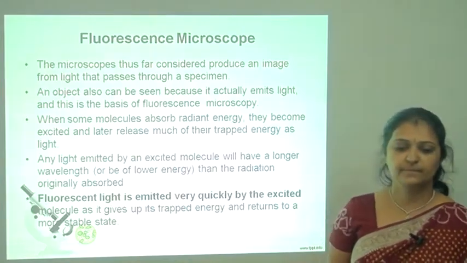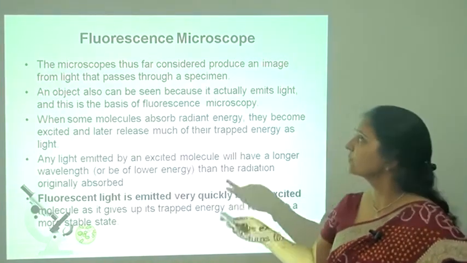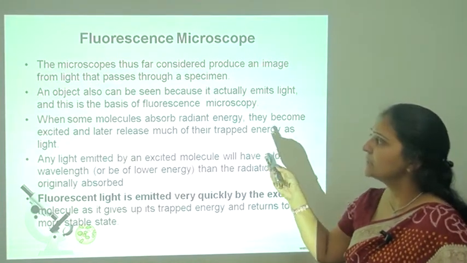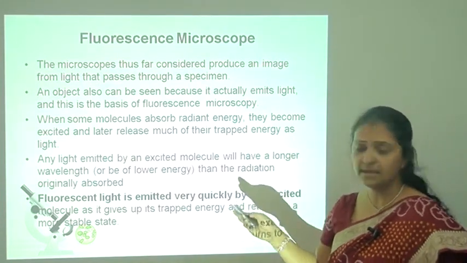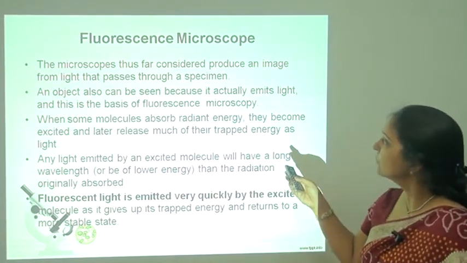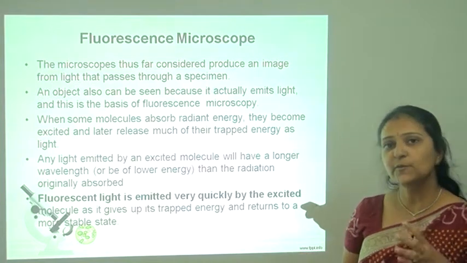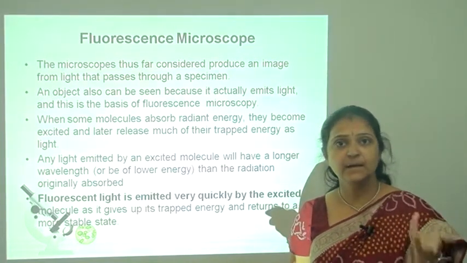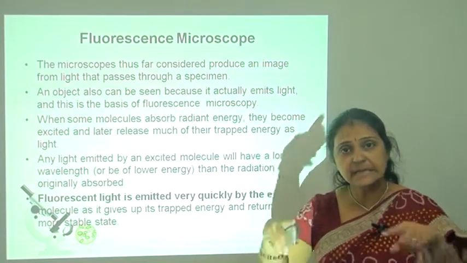Now the next type of microscopy is the fluorescence microscope. The microscope first considered produces an image from light that passes through a specimen. This is the general microscopy. An object also can be seen because it actually emits the light. In light field microscopy, we provide the light to the specimen and the specimen becomes dark against the bright background.